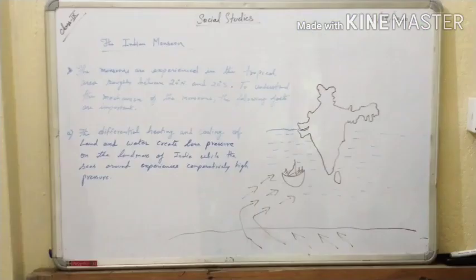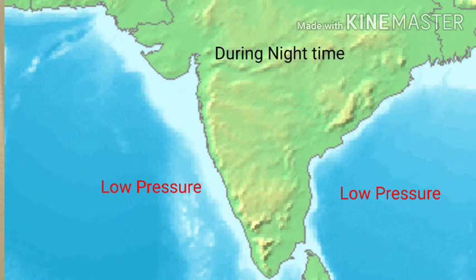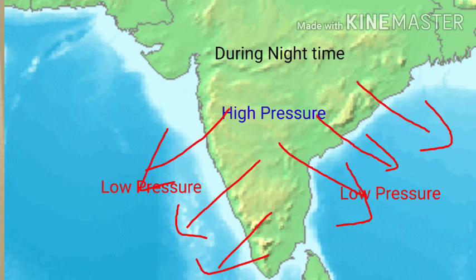And this is reversed during the night time. During night, the low pressure is on the water body and the high pressure is created on the land. Why? Because the land cools off very fast and the water cools very late. So at night the water bodies are warmer than the land mass. Therefore, the low pressure is created on the water bodies and the wind blows from land to sea.